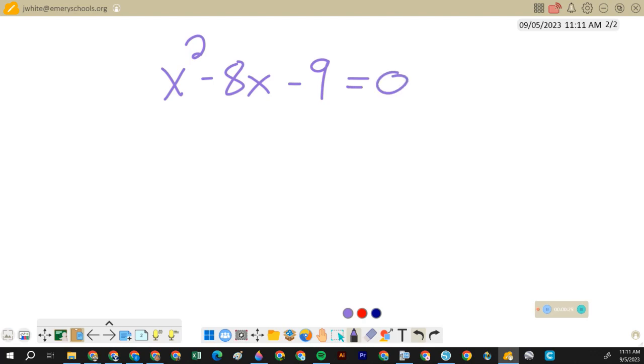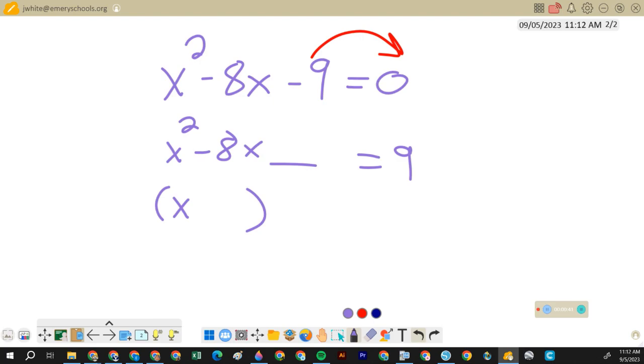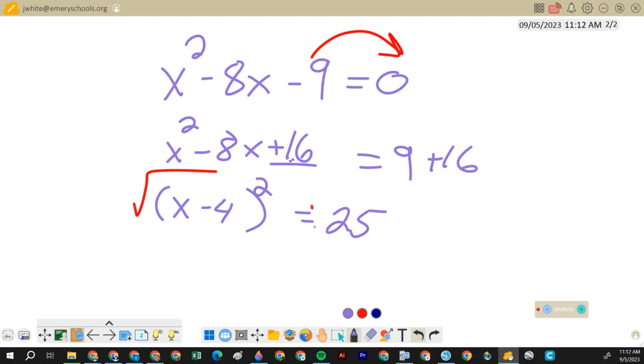So this is not a perfect square trinomial. Move that over. X squared minus 8x, we leave a space, equals 9. What number would go in here? Minus 4. And what's the number that completes the square? Add 16. But if I do that, I have to add 16 to the other side. And that equals 25. And we square root. And I get x minus 4 equals plus or minus 5.